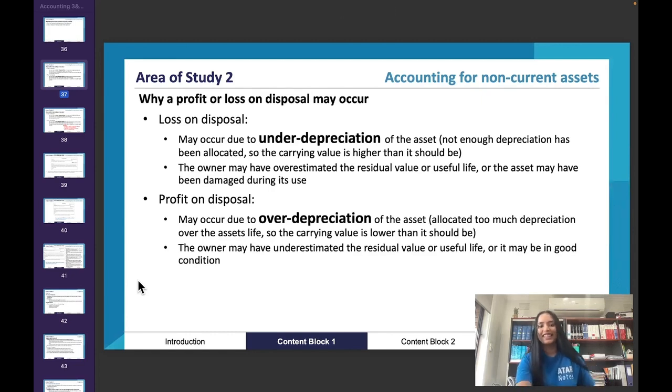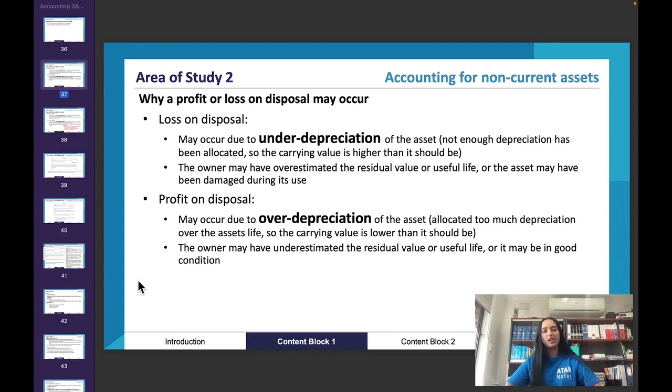Okay, moving on. A loss and a profit on disposal doesn't just happen for no reason. It's actually linked to how the business calculates its depreciation. So, when a loss on disposal occurs, that means that the business has under depreciated that non current asset. So, what that means is they haven't allocated enough depreciation to the non current asset. So, the asset has not been depreciated enough, which means that the carrying value is higher than it should be.